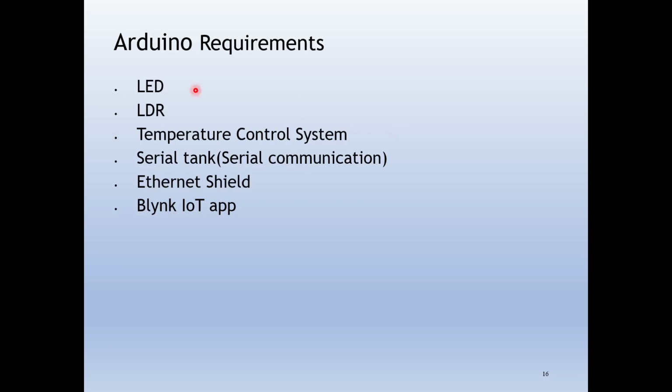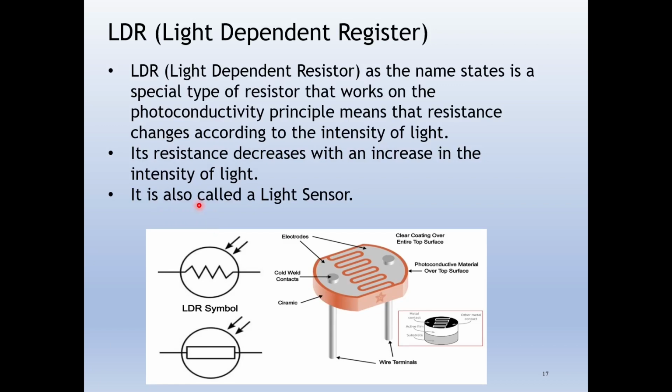Arduino requirements: LED, LDR, temperature control system, serial tank, Ethernet shield, and the Blynk IoT app. LDR stands for Light Dependent Resistor. It is a special type of resistor that works on the principle called photoconductivity.